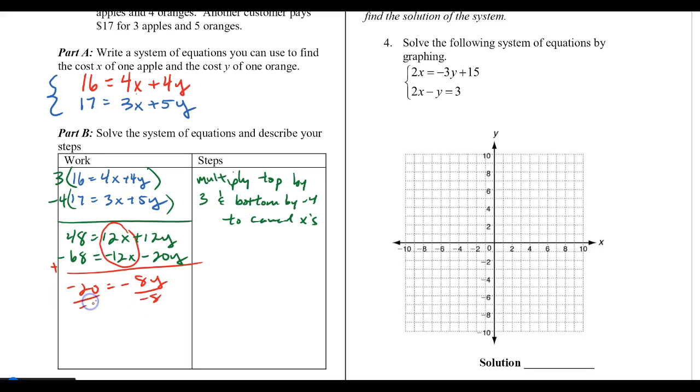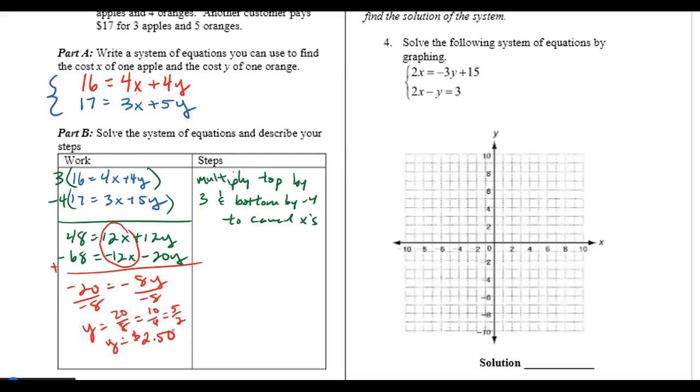Divide by negative 8. And I get y equals 20 over 8, which is 10 over 4, which is 5 over 2. And since this is money, 5 divided by 2 is 2.5. So y equals $2.50. So that's the cost of an orange.